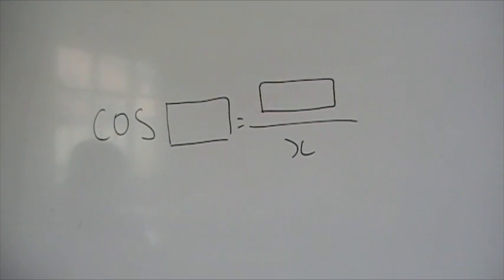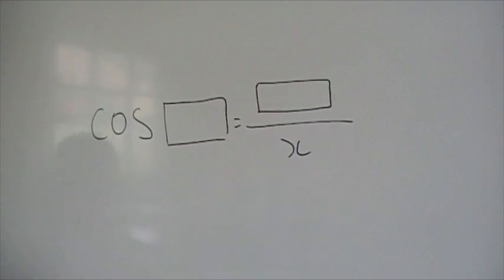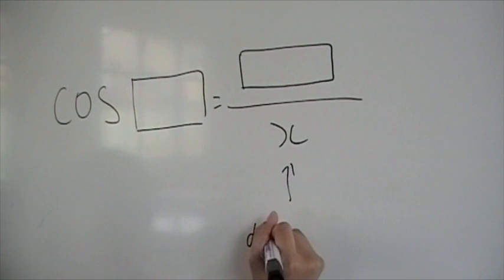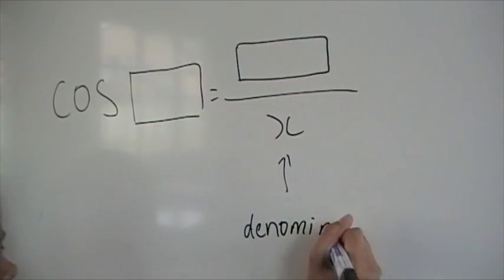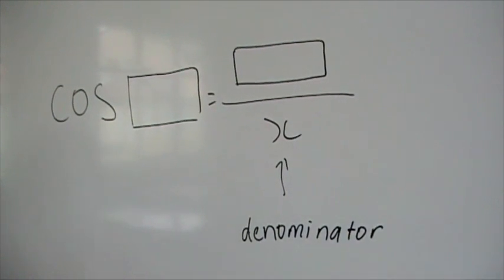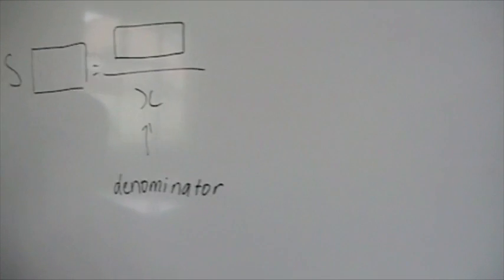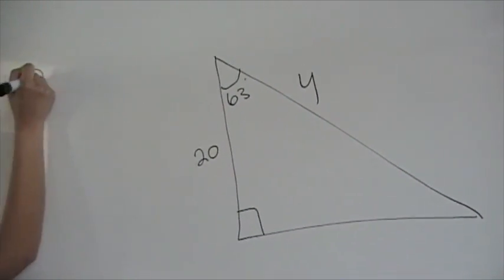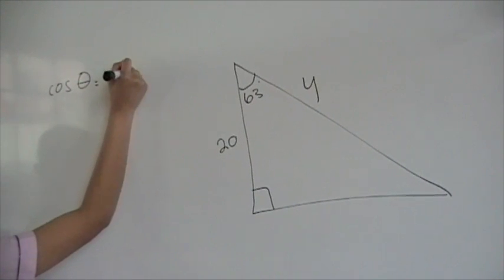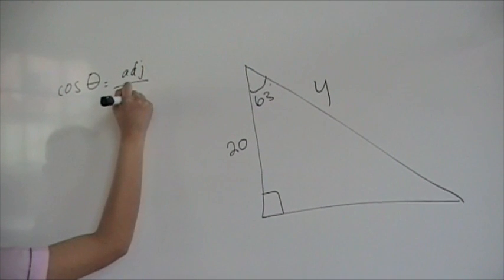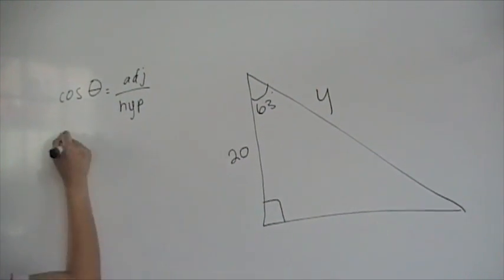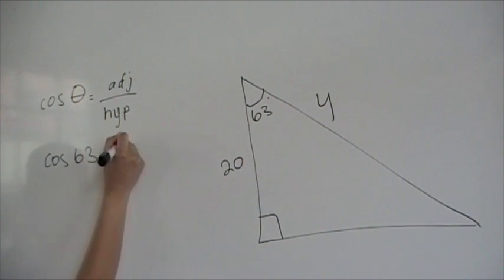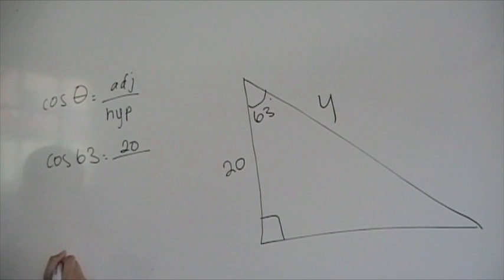Solving equations with unknown denominators for cosine. Some cosine ratios have an unknown denominator. For example, in this triangle, we would use the equation cos theta equals adjacent over hypotenuse, where theta is 63 degrees, the adjacent is 20, and the hypotenuse is the unknown y.